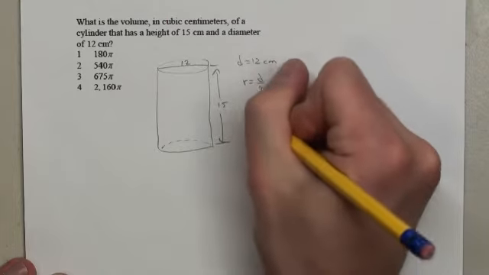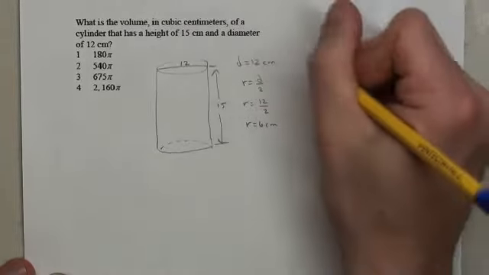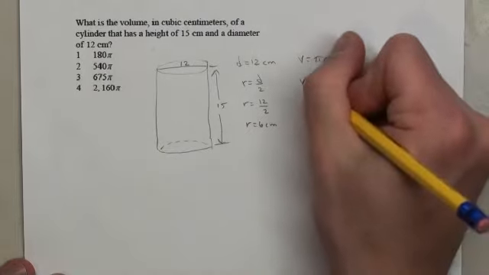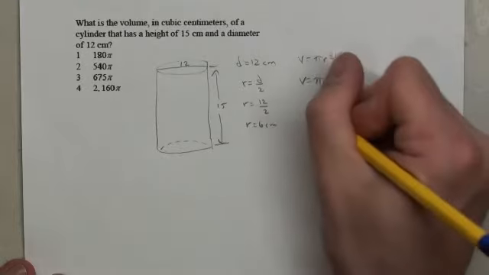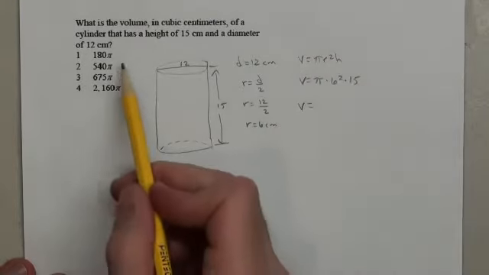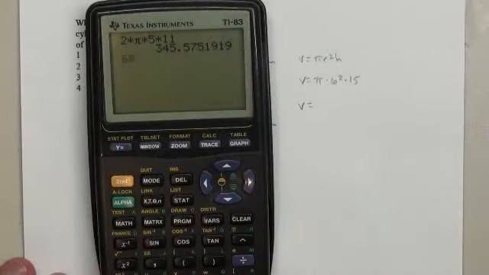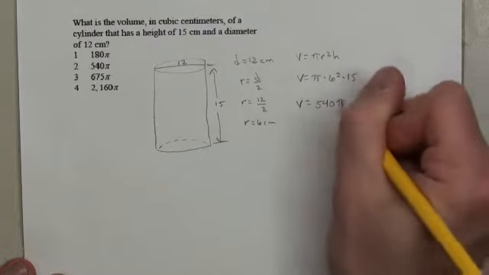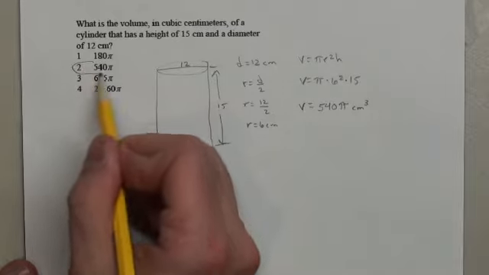Radius equals D over 2. Radius equals 12 over 2. Radius equals 6 centimeters. Volume equals pi r squared h. Volume equals pi times 6 squared times 15. So the volume equals, and look at our answers. They left pi in the problem. So now we just got to do 6 squared times 15. That's 540. And we just carry the pi next to it, times pi. And that's centimeters cubed. So that's choice 2.